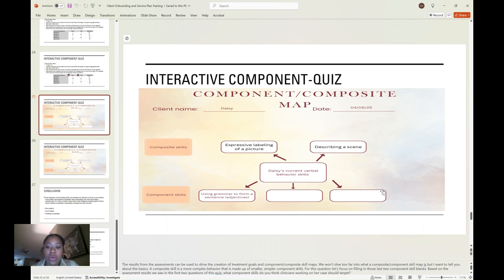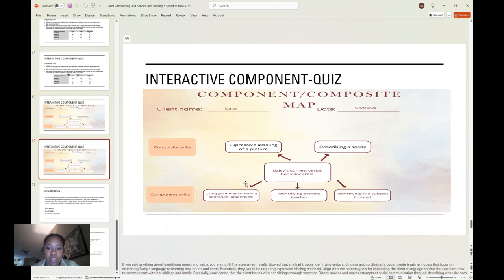And the component skill that you're going to work on when you create that instructional design sequence is in these component skills that are left blank here. Try and fill out what you think Daisy would need to learn to be able to learn how to describe a scene or expressively label. If you said verbs and nouns, you would be correct because that's what we saw in the error analysis, and that's what we would put here in this table as the skills that she needs to work on in order to be able to participate in watching a Disney film with her sisters.